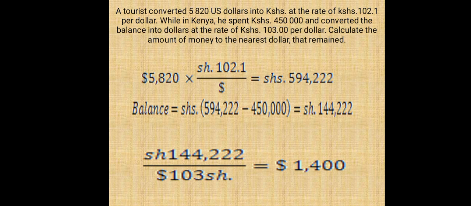Now, converting 5820 into Kenyan shillings at a rate of 102.1, the tourist got 594,222 Kenyan shillings. Now, after spending 450,000, the balance is 144,222 Kenyan shillings. Now, convert that into dollars at a rate of 103. It is $1,400.